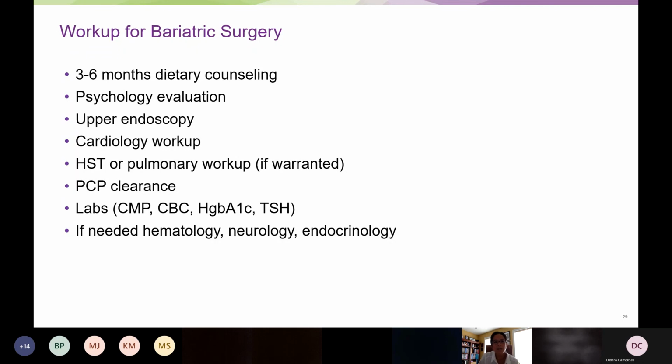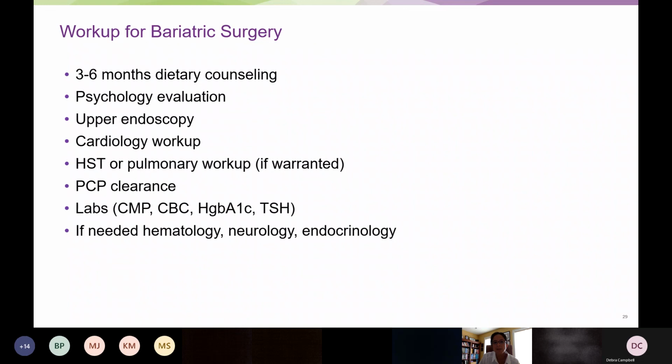Everyone undergoes a psychological evaluation. Everyone undergoes an upper endoscopy. And everyone also undergoes a cardiac workup. A home sleep study or a pulmonary workup is dependent on their history. Everyone sees their primary care doctor to get clearance as well.